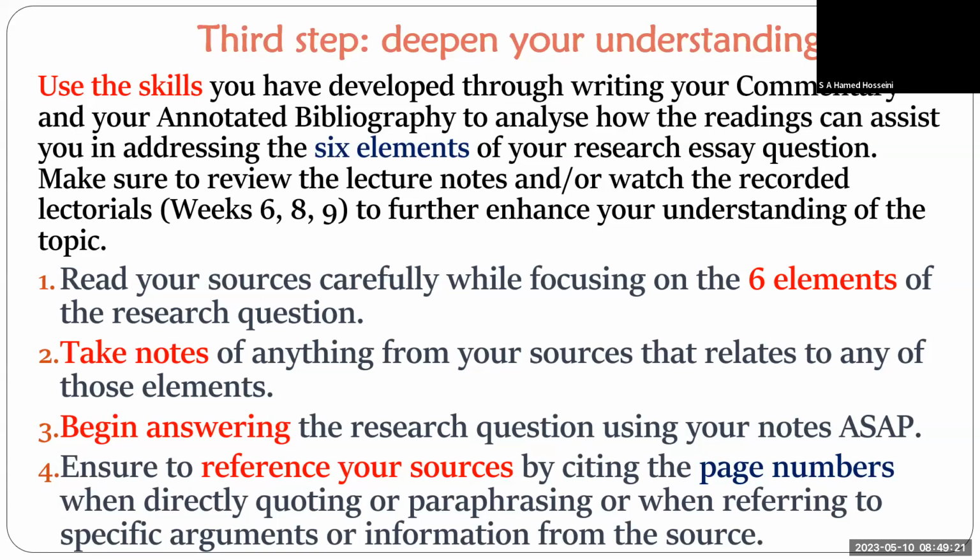Okay. So number 1, read your sources carefully while focusing on the 6 elements of the research question. Number 2, take notes of anything from your sources that relates to any of those elements. So you can say, okay, I'm going to read this article that I have printed out or saved in my laptop, and I'm going to take notes of anything that has anything to do with any one of those alternatives. Okay, and/or. Alternatively, you can say, okay, I have a few things already collected. I'm going to look into each one of them and see where they talk about the principle of this, and take note of that. You can use both strategies or just one strategy. It depends on you. I can't really dictate which way works better. In most cases, maybe a mixture of both.